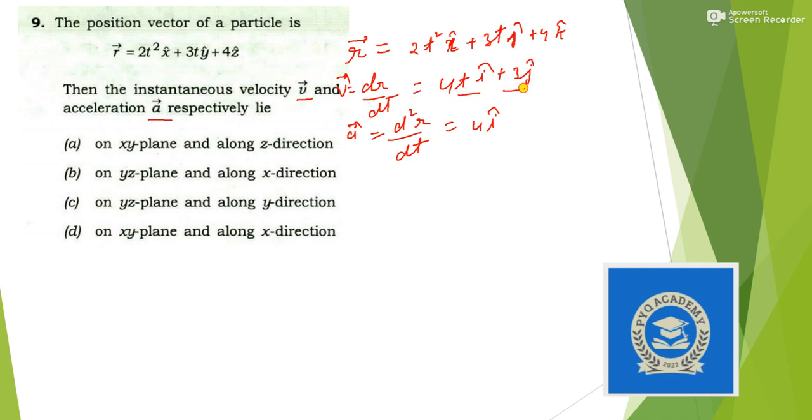So velocity lies in here, it is x and y, so the xy plane. And acceleration lies only in the x direction, not in the plane. So our answer is the x direction, yes, for acceleration, not y in the plane, it is the xy plane. So the answer is option D.